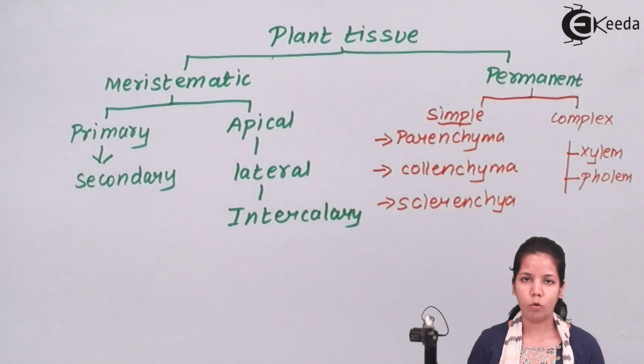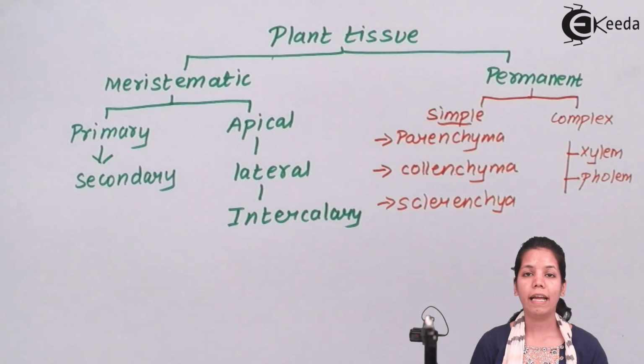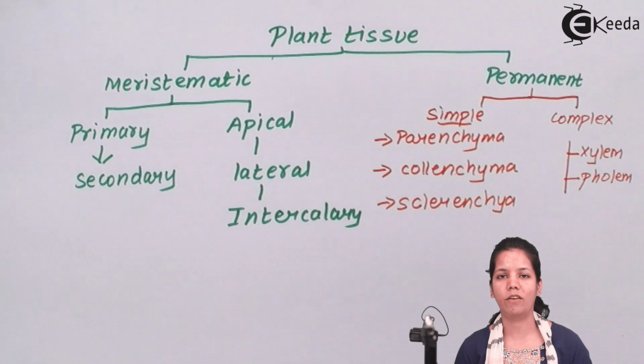Now, xylem and phloem are present as bundles throughout plants, in the lateral, intercalary and all the regions, and help to conduct water, minerals and food. They are the conducting vessels or carrier vessels of the plant.